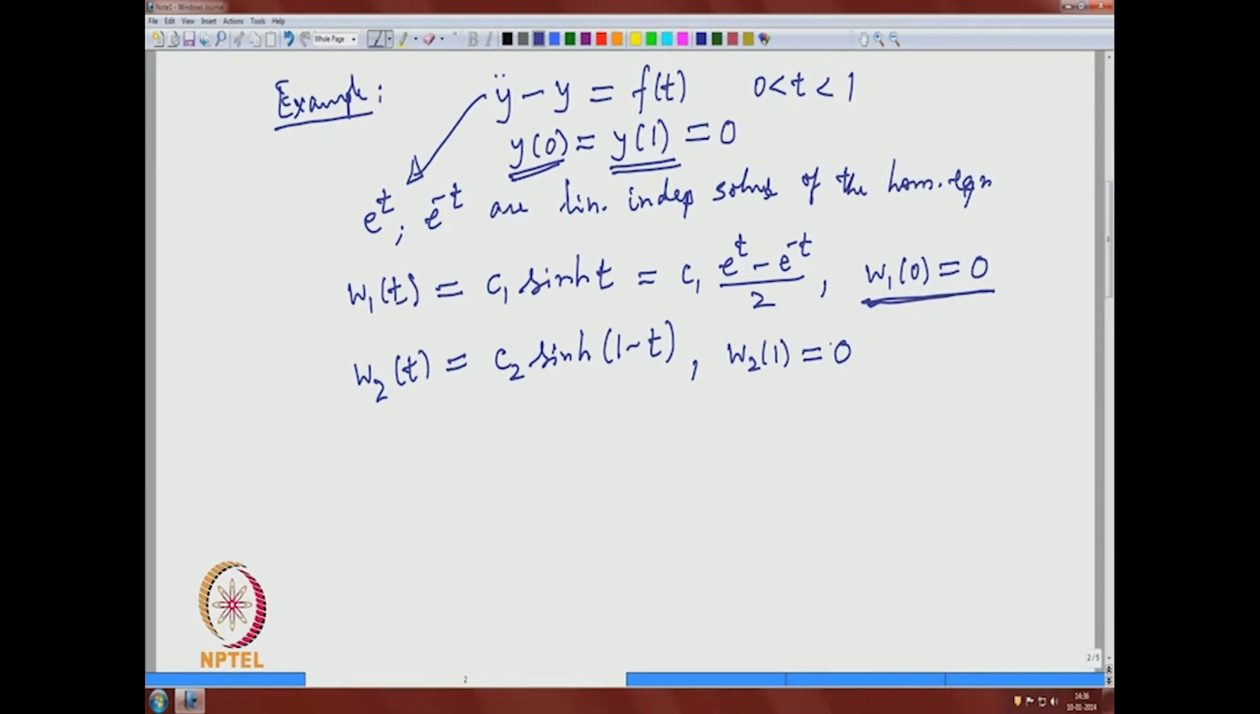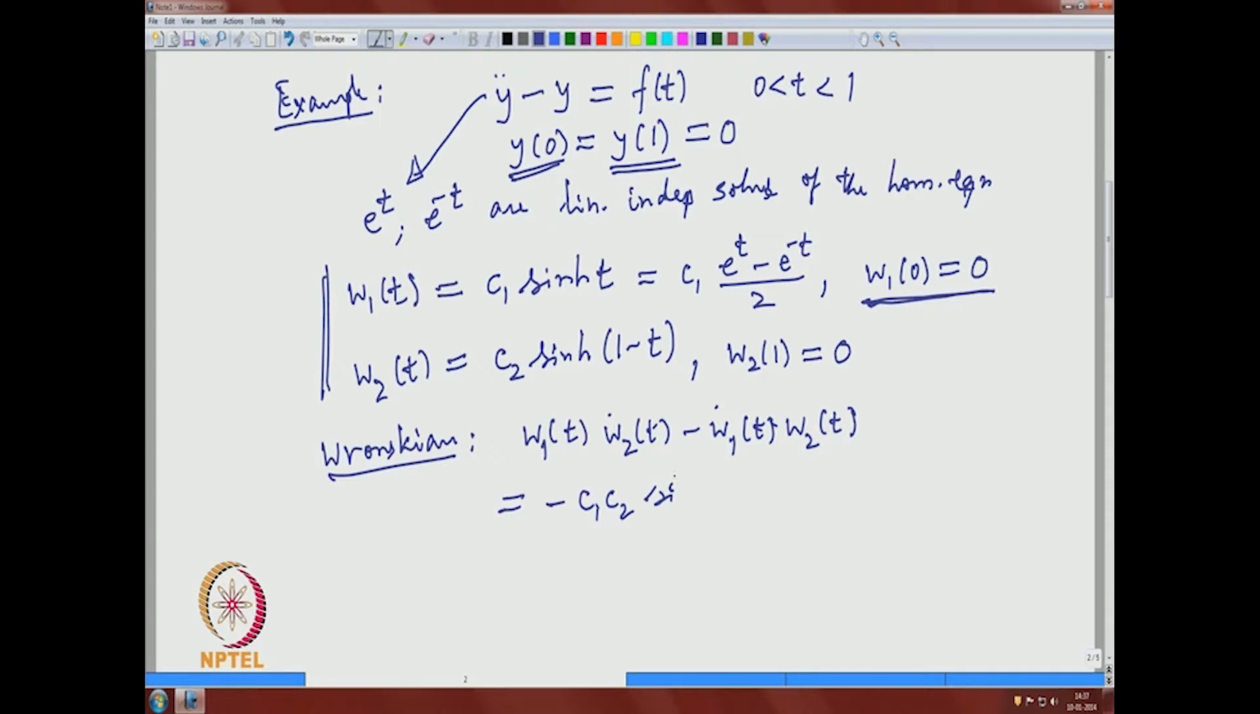Okay. So, now let us check whether that is normalized or not. So, let us compute the Wronskian. You just take w1(t) w2 dot(t) minus w1 dot(t) w2(t). If you use these expressions and write the derivative, this is simply minus c1 c2, and you use the addition formula for the hyperbolic sine function, what you find is sinh 1. So, that is a constant.